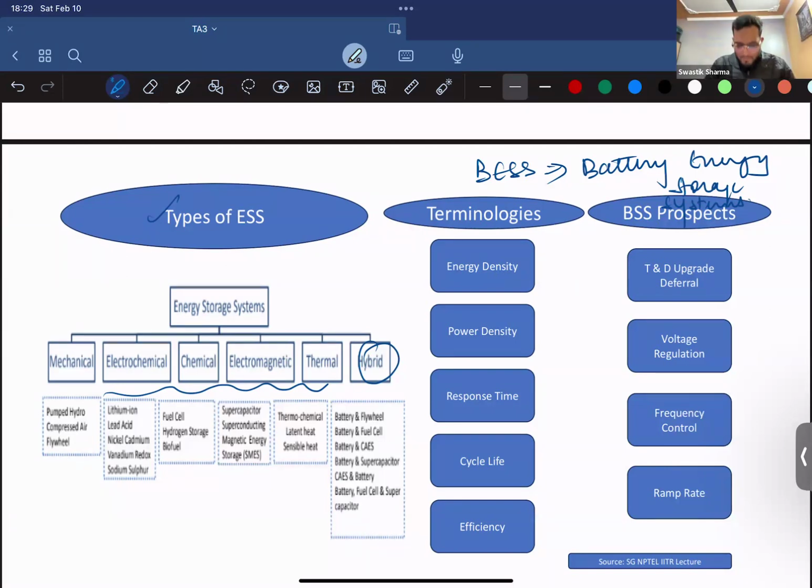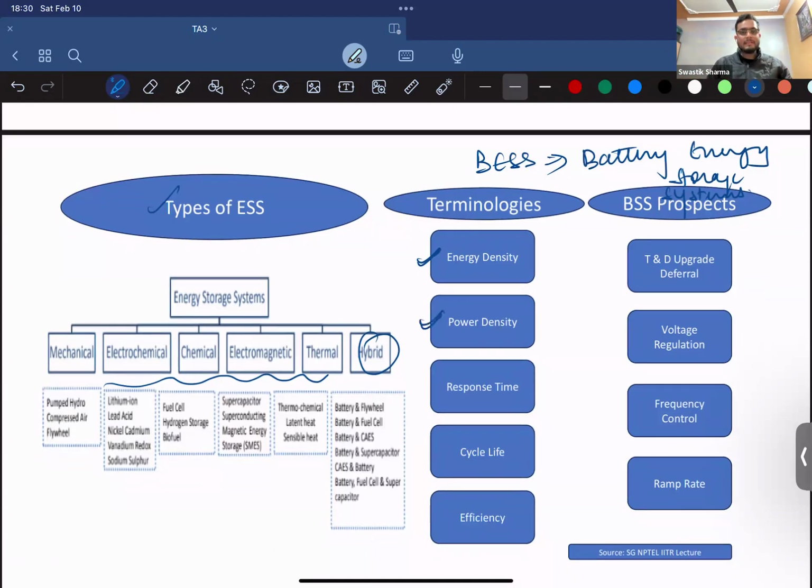Sorry. So for BESS, there are a few terminologies. One is energy density, which is how much energy can be stored in that medium, in that battery. When I say medium, it's the kind of battery we are using, such as lithium ion or lead acid. Then there is power density.